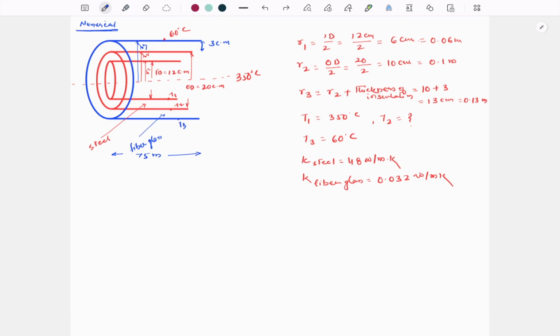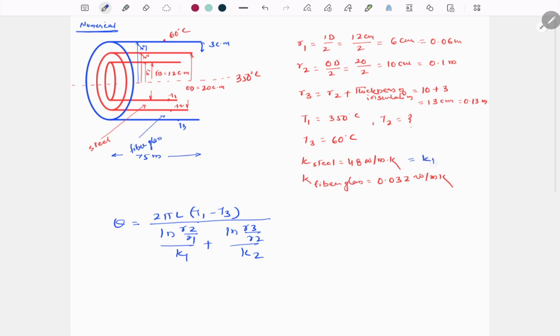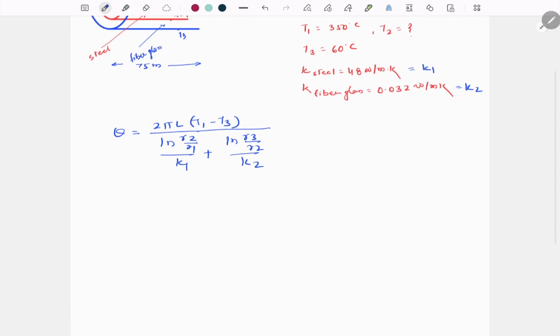Okay, then let's write the equation for heat transfer through this hollow cylinder. So Q is equal to 2 pi L (T1 minus T3) by [ln(R2 by R1) by K1 plus ln(R3 by R2) by K2]. So here this is K1, this is K2. Okay, so now solve this.